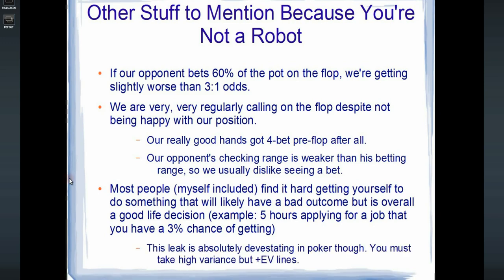Very few people want to do something where they know they're probably going to get a bad outcome. But that leak is absolutely devastating in poker. You have to take high variance but plus EV lines, so you have to make the right decision even though the outcome is probably going to be bad. And we're going to be doing that nonstop in this video. We're going to be calling with hands where, honestly, we're probably going to end up losing more money because we called. But since we are getting such a good price and since the good outcome is disproportionately good compared to the bad outcome, we're going to end up calling. So yeah, good outcome is better than the bad outcome in magnitude, so we call.